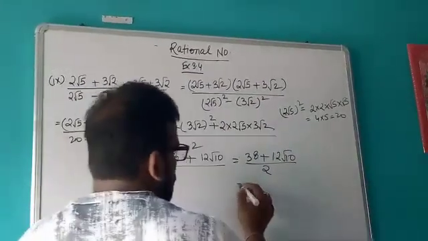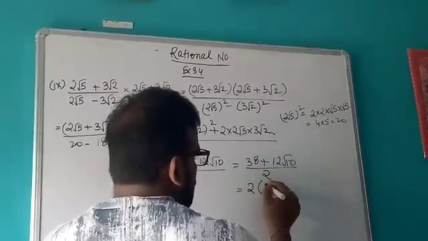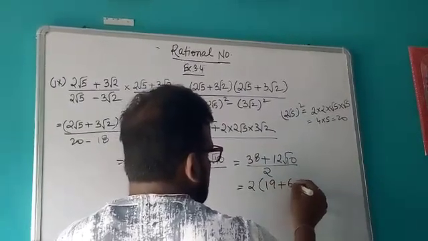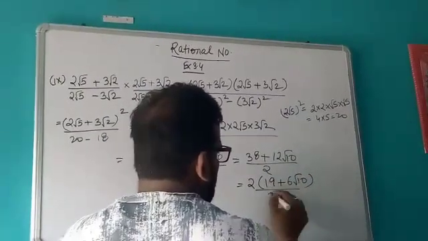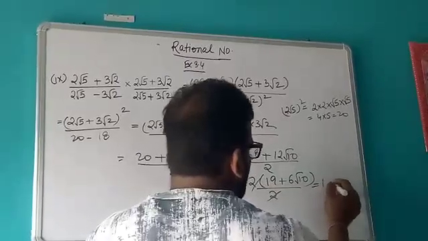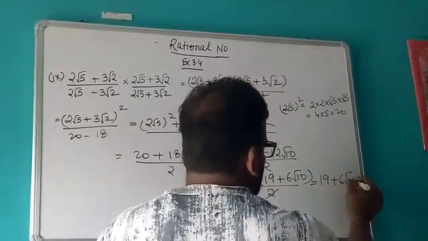Now what next will I do? I will take 2 common in the numerator. So it becomes 19 plus 6 root 10 upon 2, and 2 and 2 cancel out. You will get 19 plus 6 root 10.